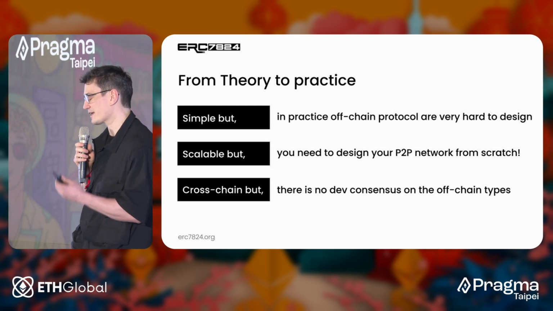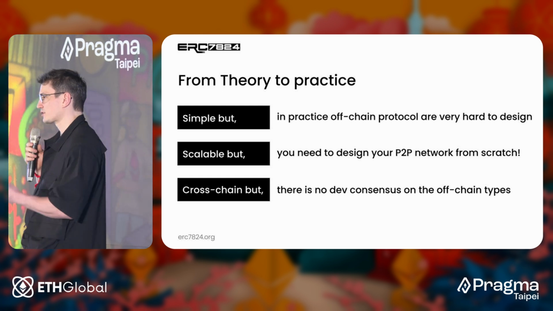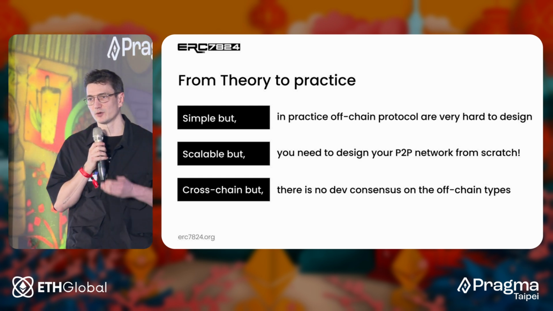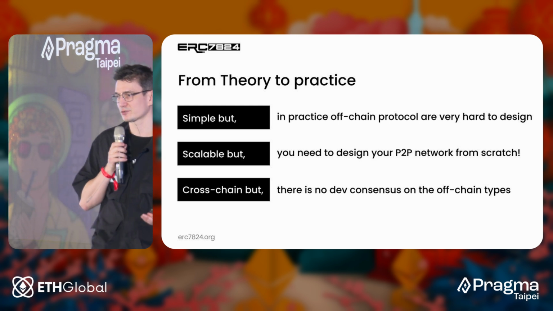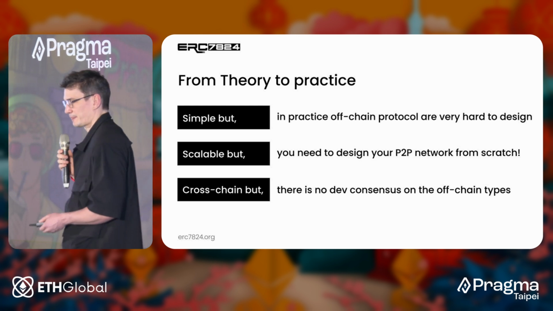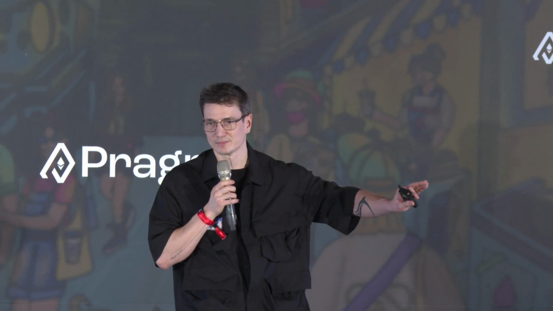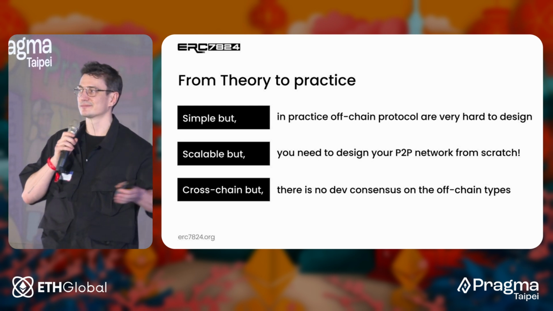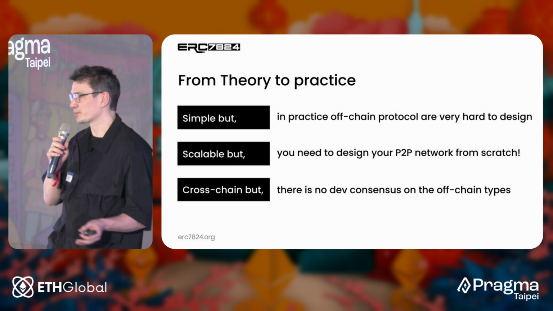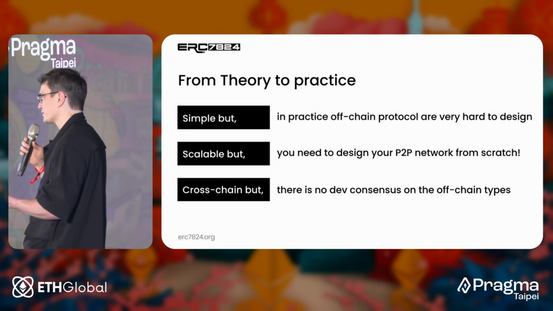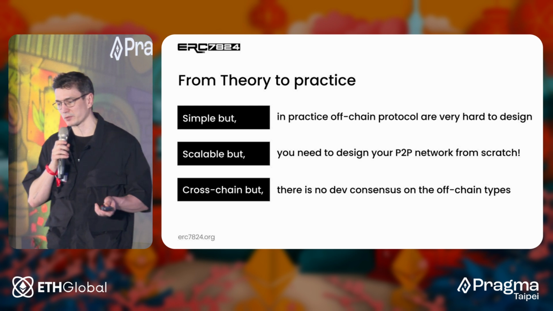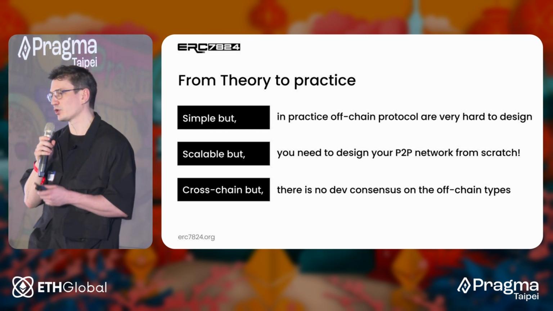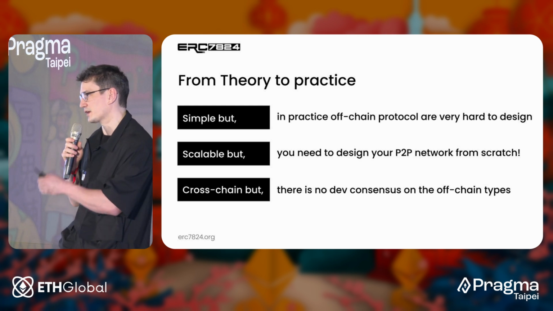I'll spare you the details. They are very difficult to design, and you can discuss with your engineers for weeks and weeks without coming to a consensus on the architecture of your protocol. It's painful. It's scalable, but you're going to need to design your own peer-to-peer network to be scalable. So are you going to use libp2p? Are you going to do your own routing, network mapping? How do you build a peer-to-peer network from the ground up? What's the direction? This is not a small architectural endeavor.